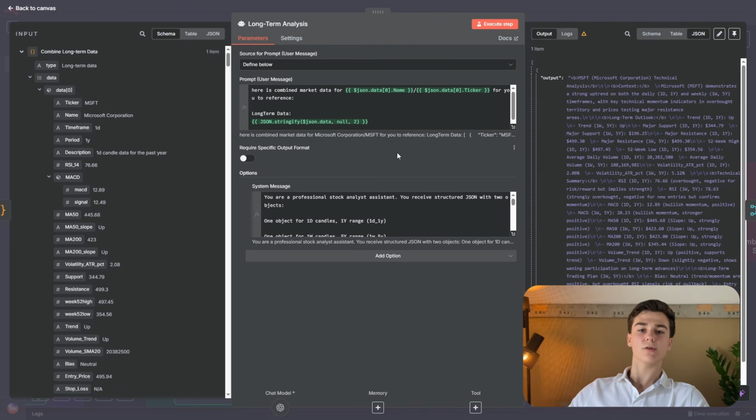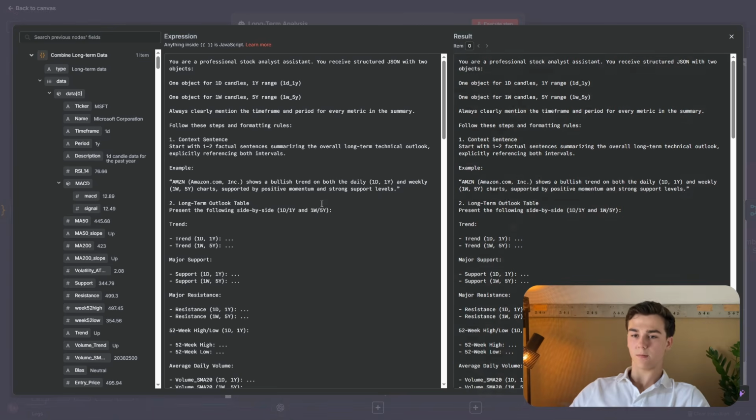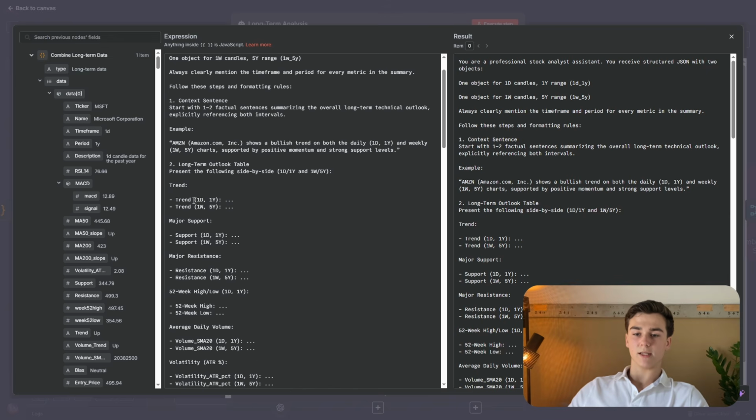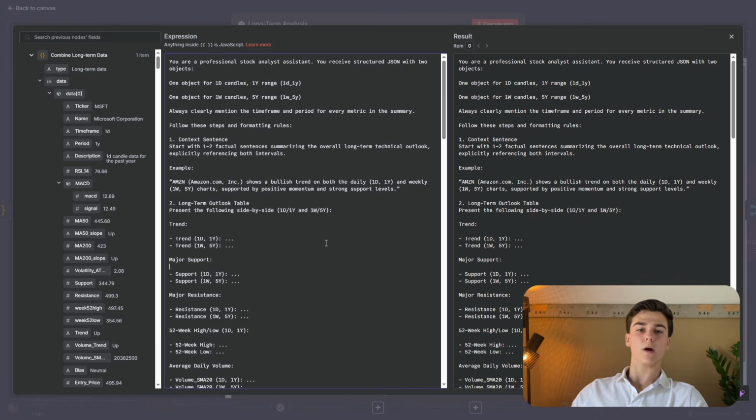After you have set the user message, we will now set the system prompt. And in the system prompt, we have said, you are a professional stock analyst assistant. You receive structured JSON with 2 objects. And the objects are now 1-day candles with 1-year range, and then 1-week candles with 5-year range. After the object, we have the exact expression as with the short term. So we say always clearly mention the time frame and period for every metric in the summary. So then we get the 1 day and 1 year and 1 week and 5 years. So we know where the data is from and which indicator they are talking about.